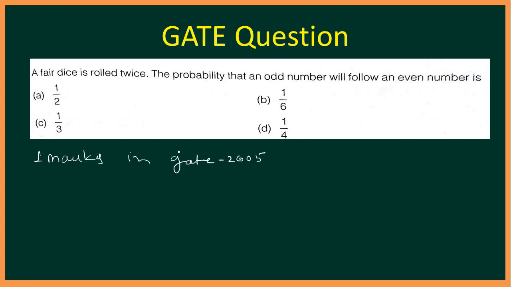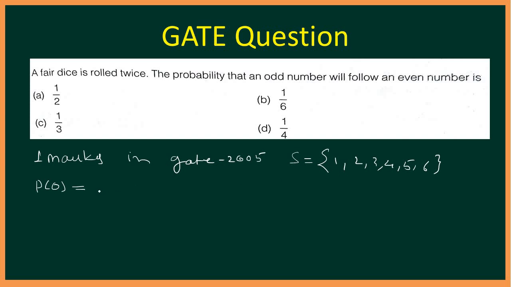So in this question, the probability asked is that an odd number will follow an even number. Okay, an odd number will follow an even number means the first time we should get an odd number, and the second time we should get an even number. So first of all, let's find the probability of getting an odd number the first time. As we know, the sample space of throwing a dice is 1 2 3 4 5 6. There will be 6 outcomes when we throw a dice one time.